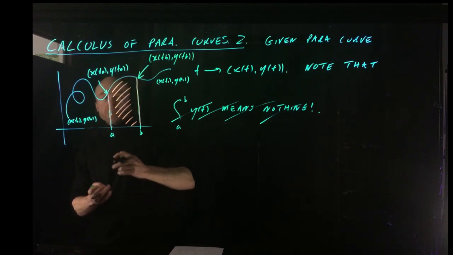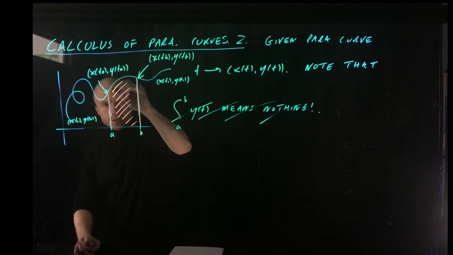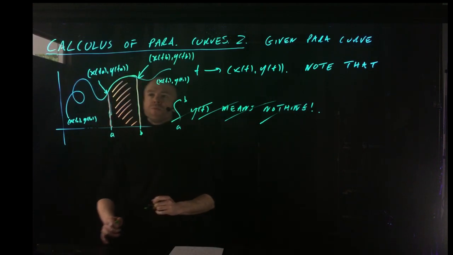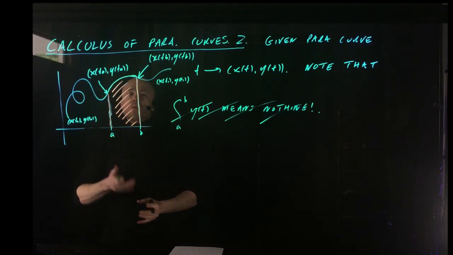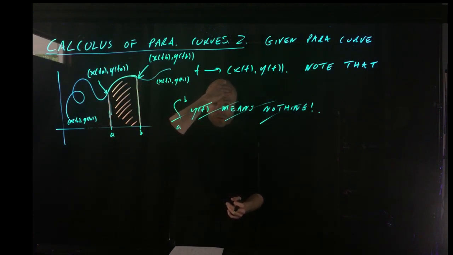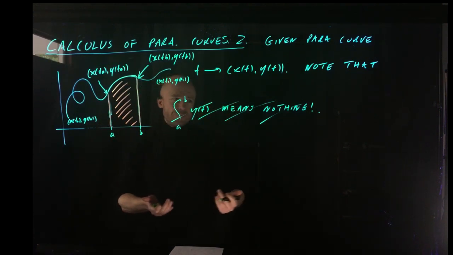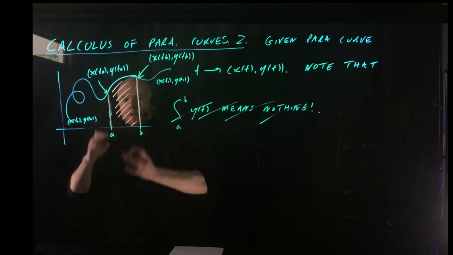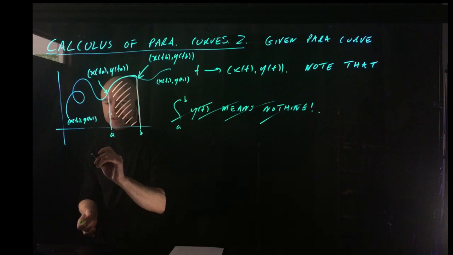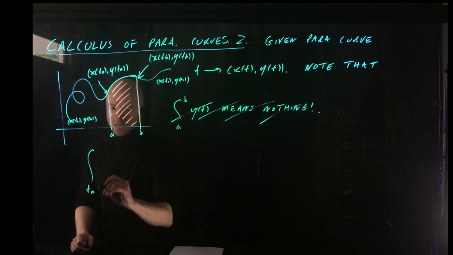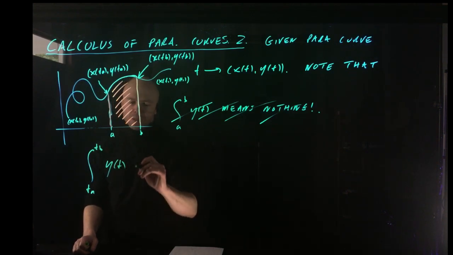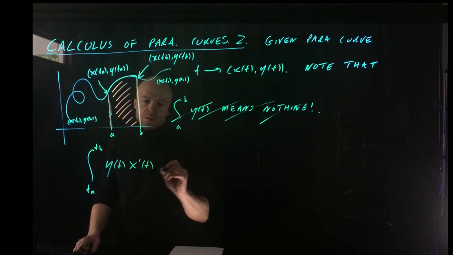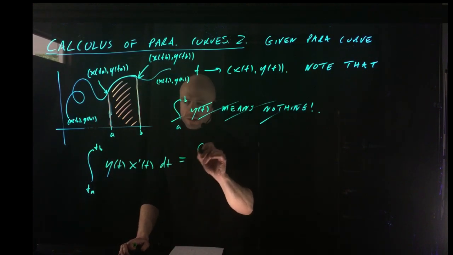Yeah? So over the time interval t of a to t of b, this is when the curve is traveling over this piece right here. Yeah? Cool. So if we want to get some reasonable expression for what this actually is, then I'm just going to tell it to you, and then I'm going to try and explain why it's the reasonable expression. The expression is this. It is from time t of a to time t of b, y of t, and then x prime of t dt. And we can rewrite this like this.